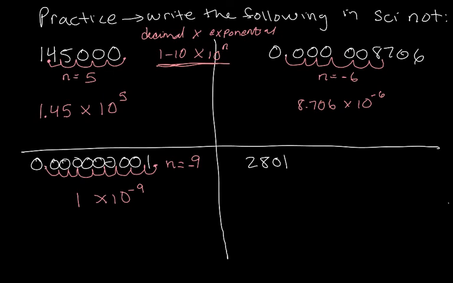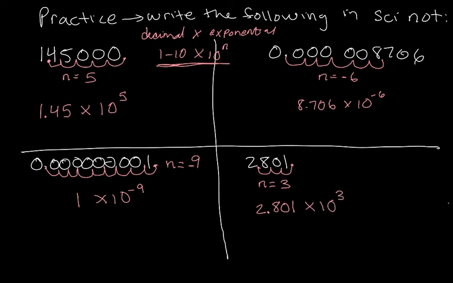In this case, we have 2,801. We locate the decimal place. We move it until we reach a number between 1 and 10. So 1, 2, 3. Our n is 3, and our n is positive 3 because we moved our decimal place to the left. So we rewrite it as 2.801 times 10 to the third power.